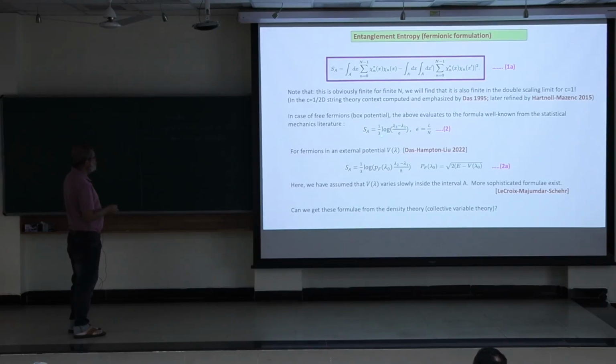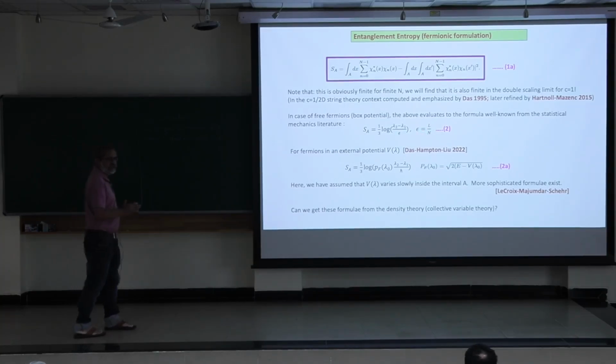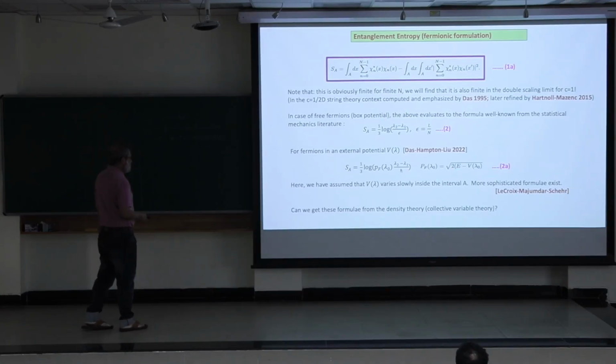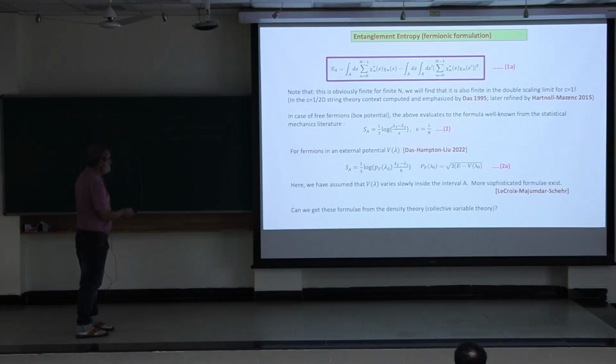So the answer turns out to be, if you have free fermions in a box potential, this, where epsilon is given by L upon n. So there is a definite epsilon here. For fermions in an external potential, it's given by this, where the 1 over epsilon is replaced by the Fermi momentum divided by h bar. There are more accurate formulas for this, but we have assumed here that the potential varies slowly inside the interval A. Then you get this.